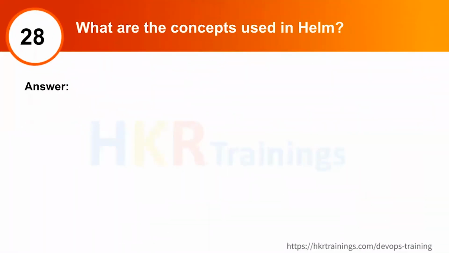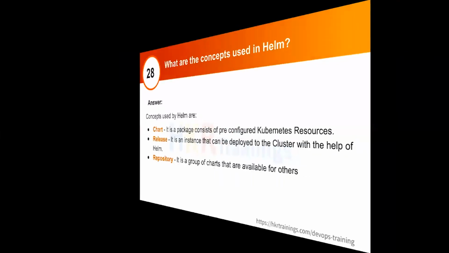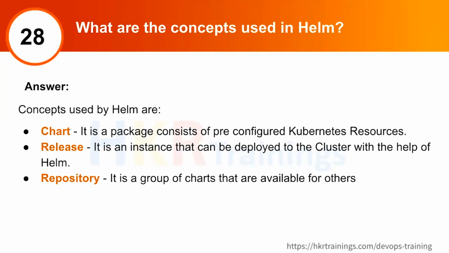What are the concepts used in Helm? Okay, so the first concept is a chart. It's a package that consists of pre-configured Kubernetes resources. Release is an instance that can be deployed to the cluster with the help of Helm.